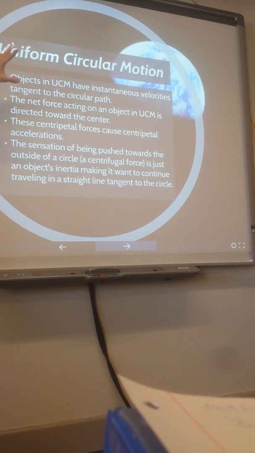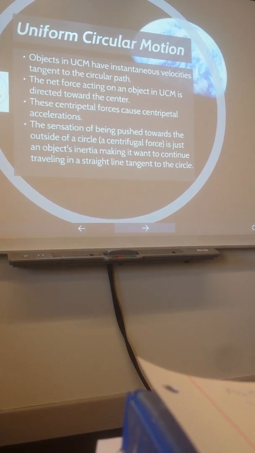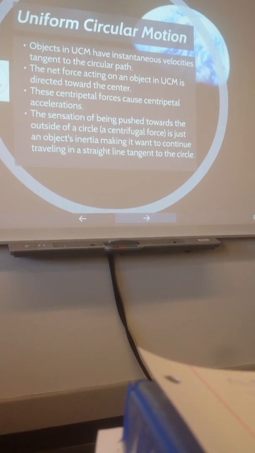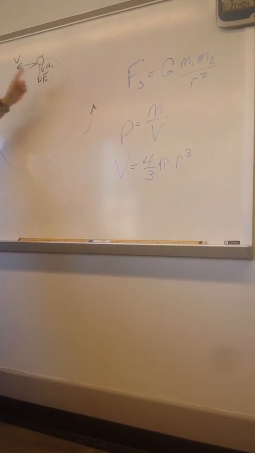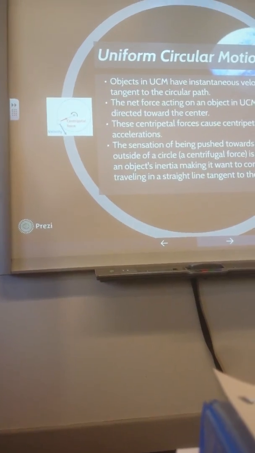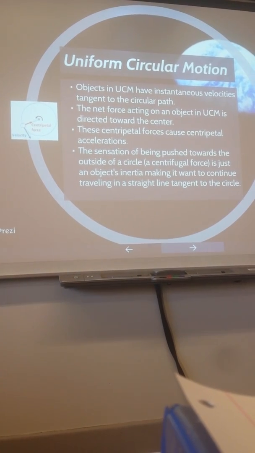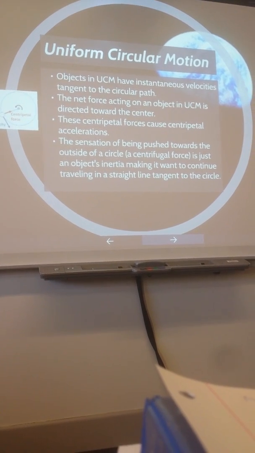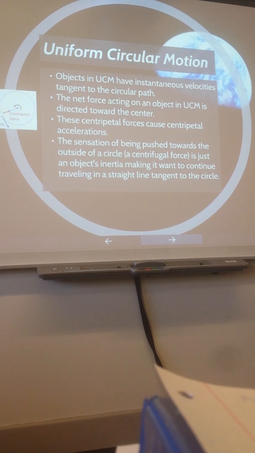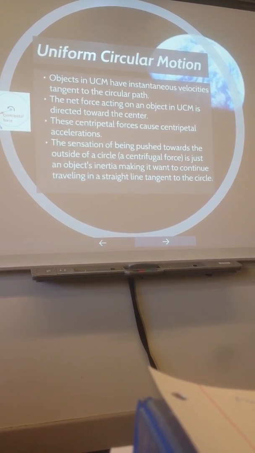I did want to also mention on uniform circular motion, in general, you keep these ideas in mind, that the velocities are always tangent to the path, that the net force and the acceleration are always radially inward toward the center of the path. The forces cause the accelerations, right? Lastly, the sensation of being pushed towards the outside of the circle is just your own inertia. There's no force pushing you to the outside of the circle. You want to keep on going this way, but there is something pulling you in towards the center.